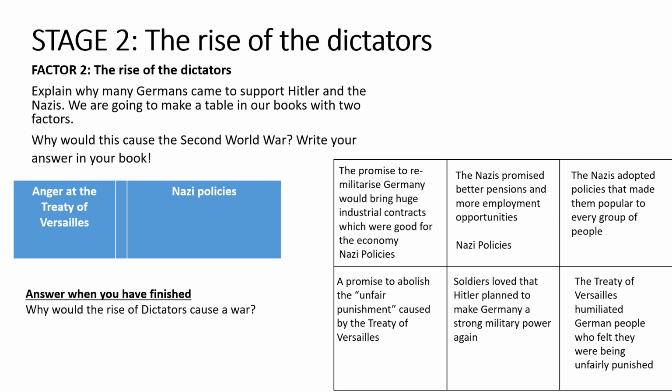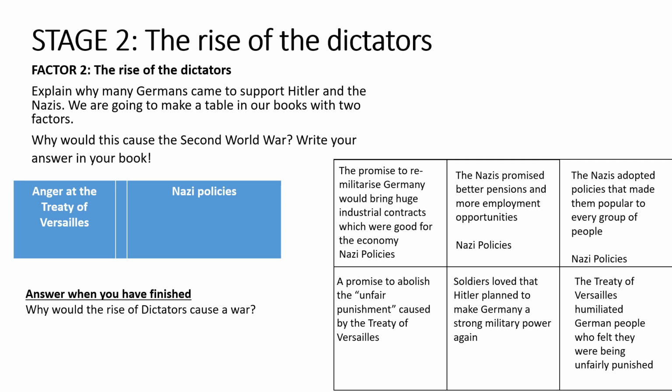Number 2, again, Nazi policies. So more employment opportunities means that there's better jobs for people. So that was quite attractive to a lot of German people at the time who were going through a tough time economically. So more jobs was really good for them.